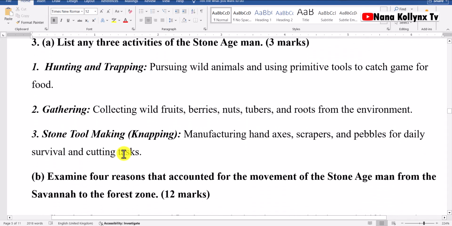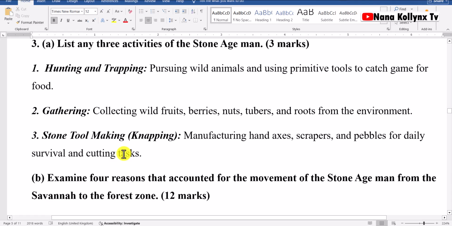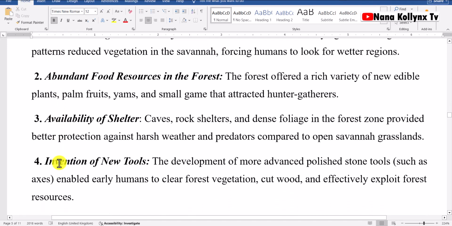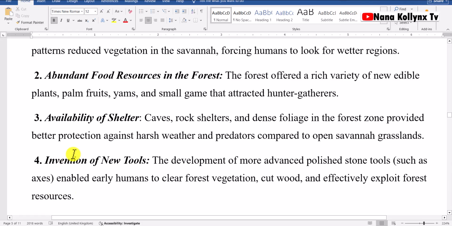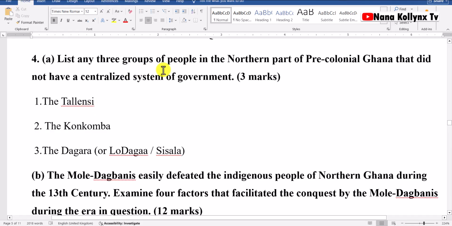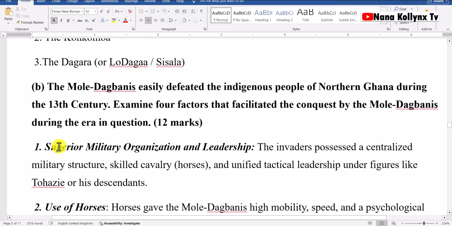List the 3 activities of the Stone Age man. We have listed them over here. Good. Examine 4 reasons that accounted for the movement of man. They are all here. 4 reasons are over here. You've seen it, very interesting. You can pause it. Then we have list the 3 groups of people. They are here. That's the indigenous people. Then the reasons that the Mole-Dagbani were able to defeat are also here.